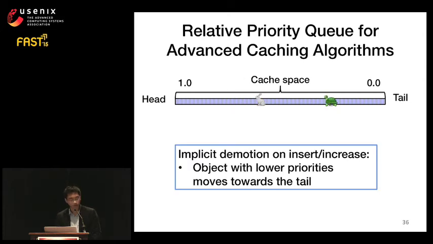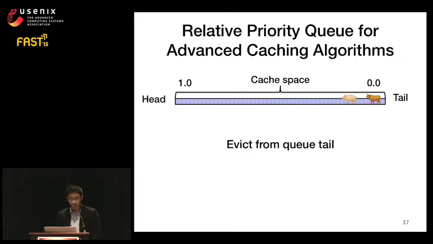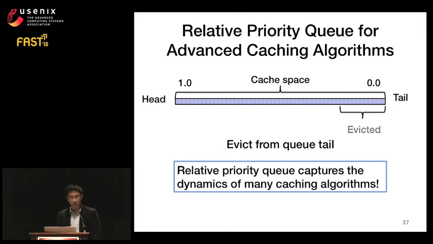So there is implicit demotion on the insert and increase-priority operations. When we insert or increase objects to higher priorities, then objects with lower priorities will move towards the tail of the queue. And when the cache is full, the objects at the tail of the queue will be evicted. As you can see, the relative priority queue captures the dynamics of many caching algorithms. So if we solve the problem of implementing a relative priority queue efficiently on flash, then we also solve the problem of implementing almost all cache algorithms on flash efficiently.